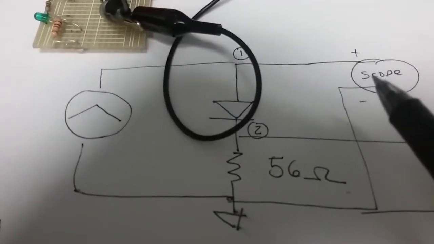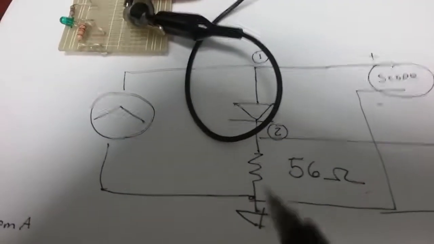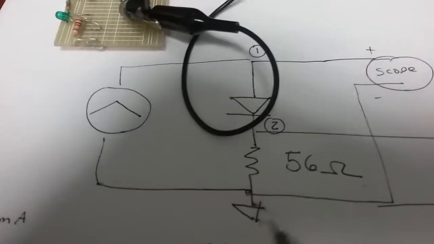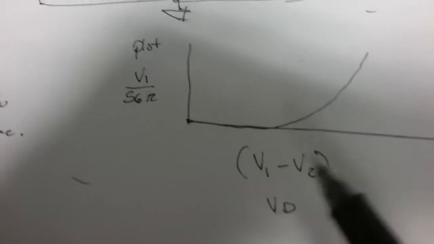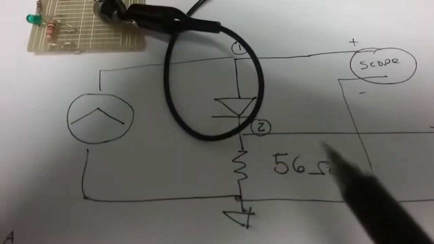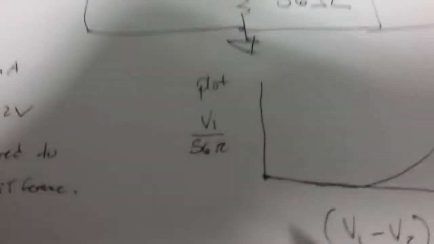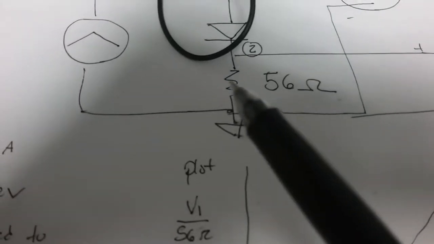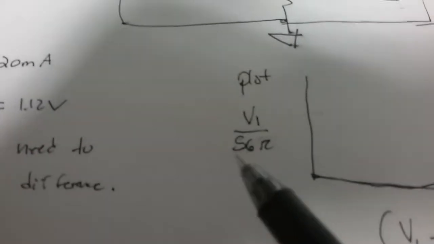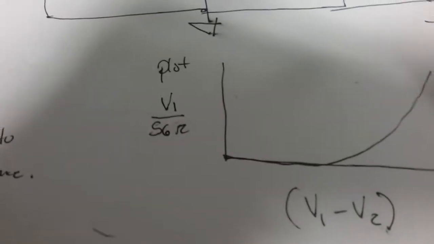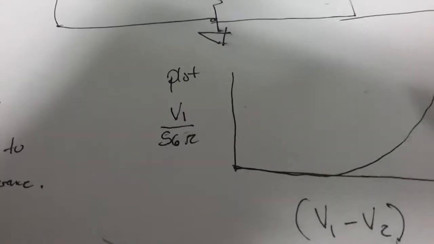So I take the voltage at node 1 and the voltage at node 2, and what we're going to plot is the difference between these two. That will give us VD, and then V2 divided by 56 ohms will give us ID.